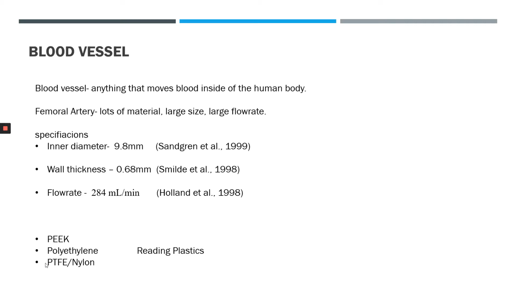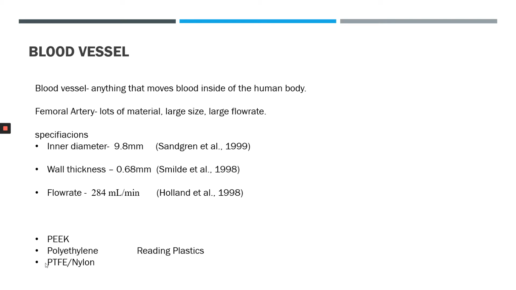I personally chose to use the femoral artery. There are a variety of different reasons why I chose this. It's the artery inside of the leg, and it pumps a lot of blood to your legs. Because of this, there's a lot of material that can be used to research and find different specifications for the artery. It's a very large size and has a very large flow rate.